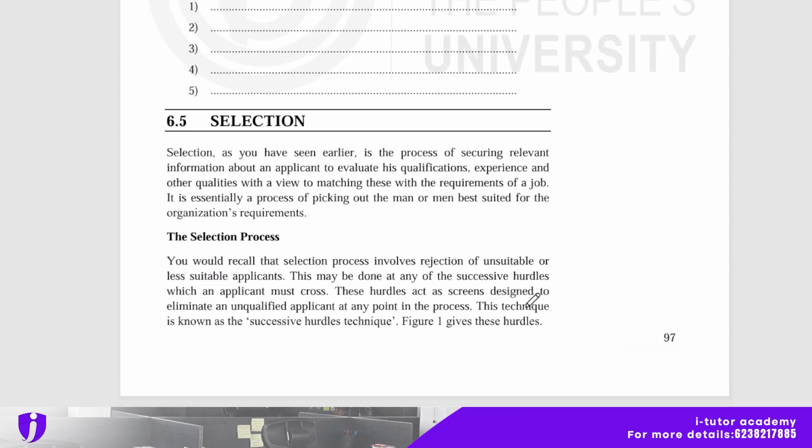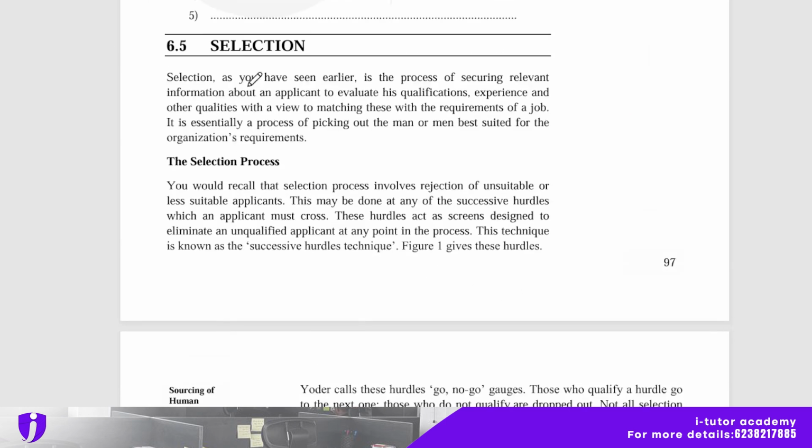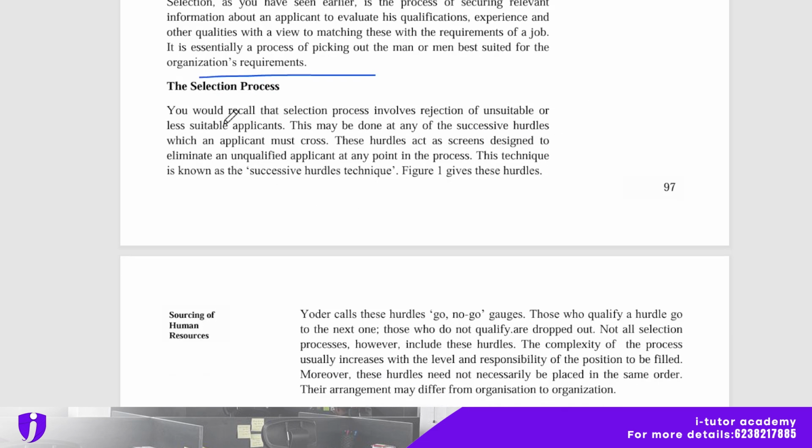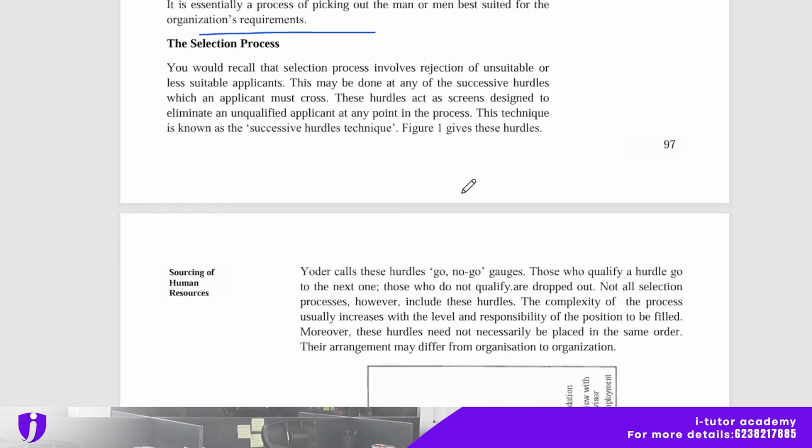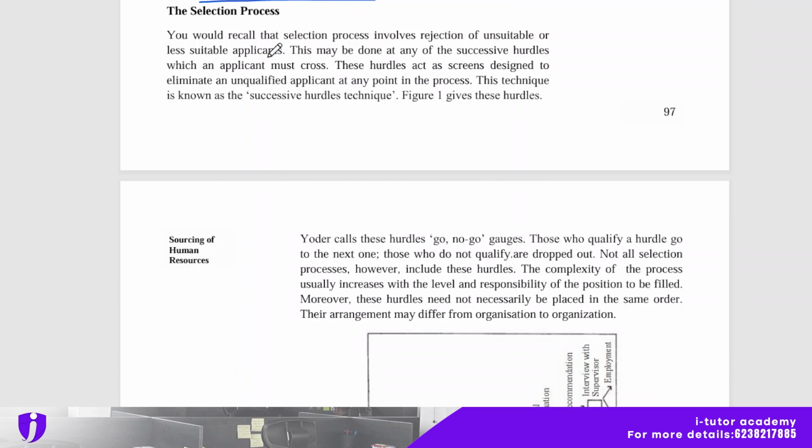Okay. So next is the selection process. Selection, as you have seen earlier, is the process of securing relevant information about an applicant to evaluate his qualification, experience and other qualities with a view to matching these with the requirements of a job. It is essentially a process of picking out the man or men best suited for the organization's requirements. And you would recall that the selection process involves rejection of unsuitable or less suitable applicants.